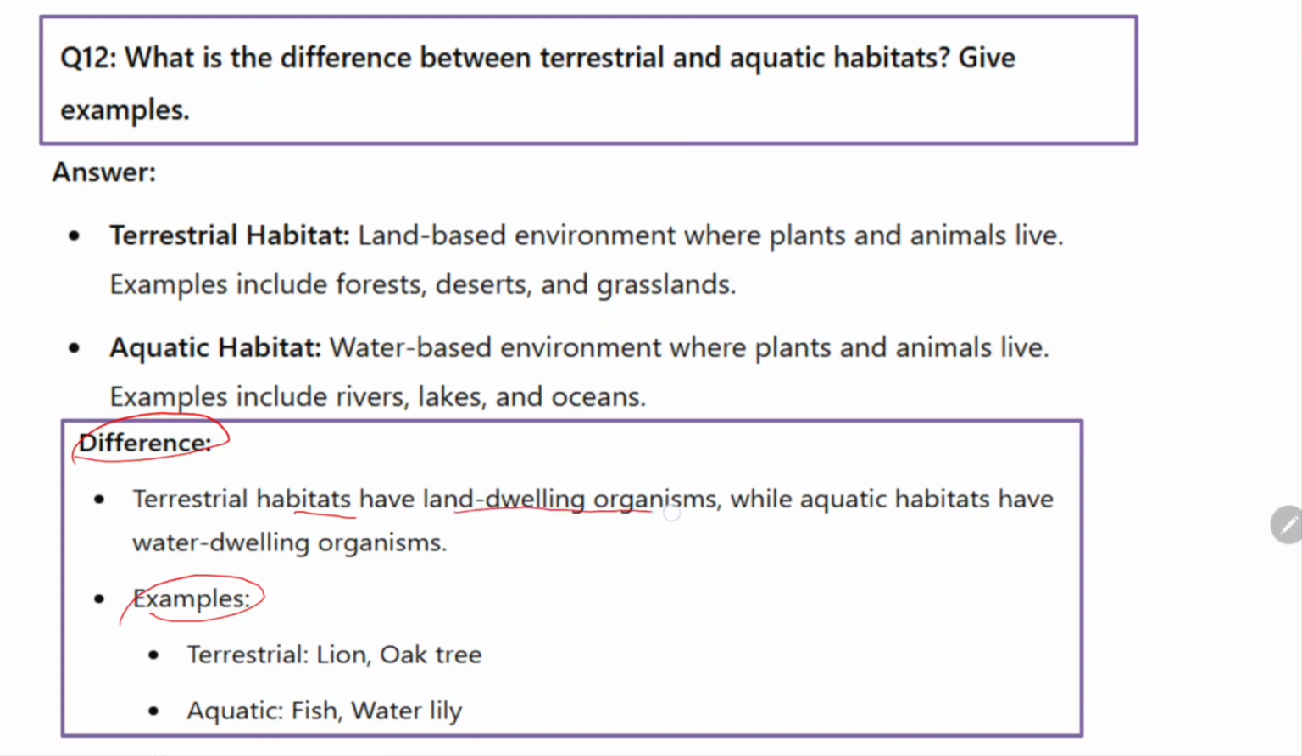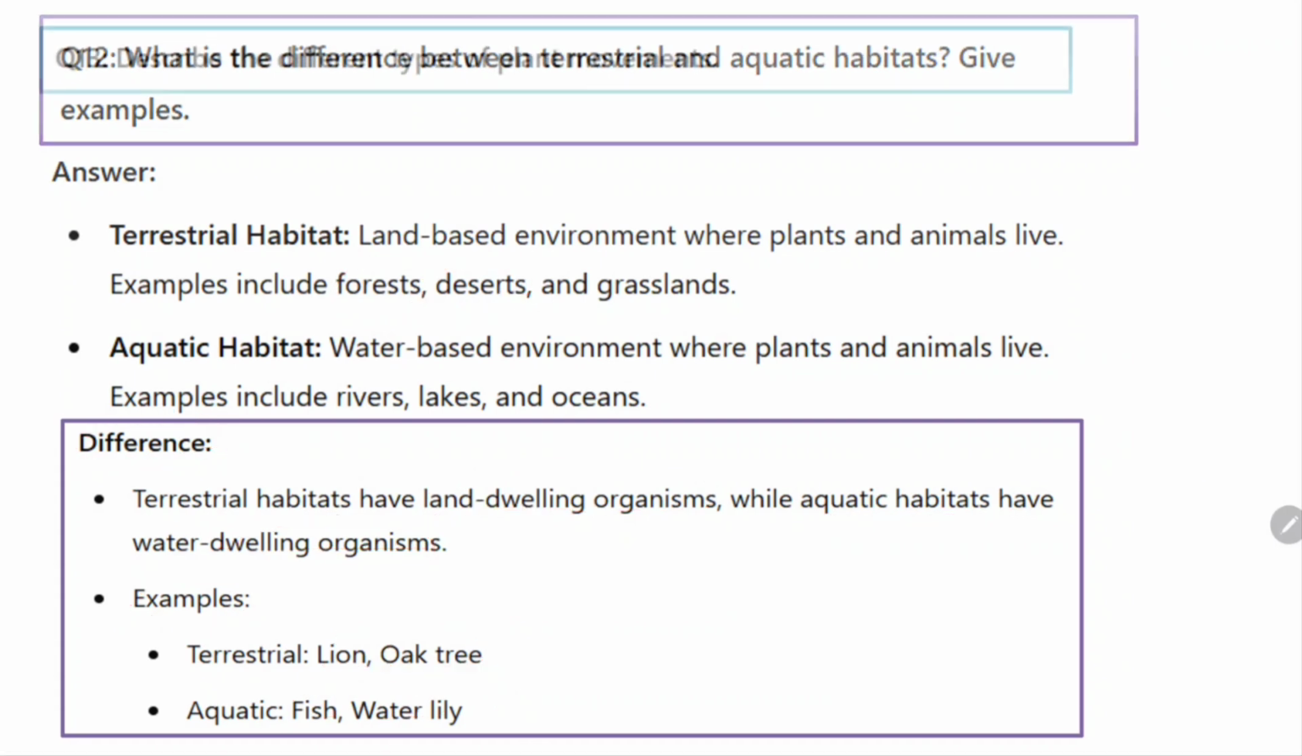Terrestrial habitats have land dwelling organisms, while aquatic habitats have water dwelling organisms, means organisms which are living only on land, and here organisms which are living only in water. Okay, example, terrestrial means lion or oak tree. In case of plant, I have given the example of oak tree, you can mention other examples also, as you like. And the lion's habitat is the forest. Okay, and here you can add camel also, and its habitat will be the desert. Okay, and aquatic we have fish, which is living inside the water, isn't it? And in case of plant we have your water lily. So in this way you can write the answer.